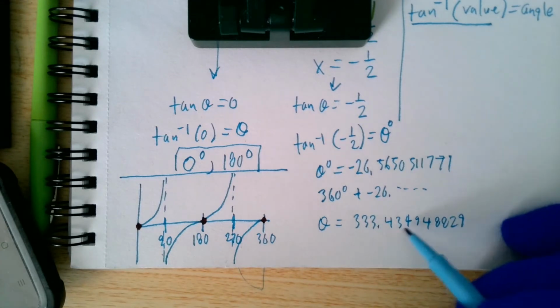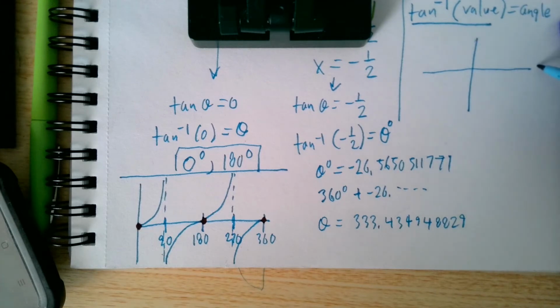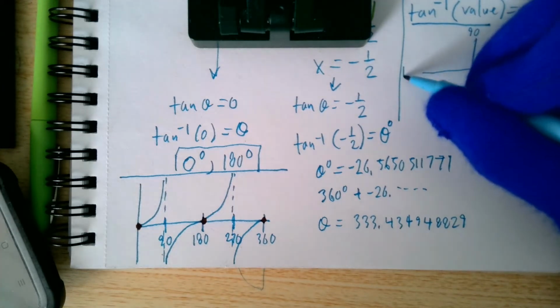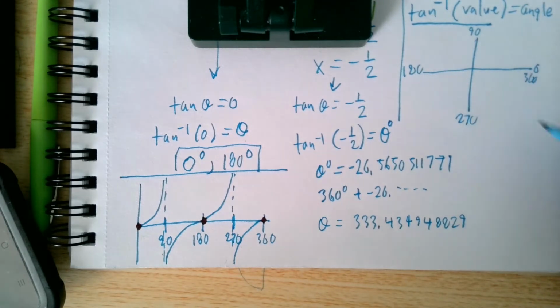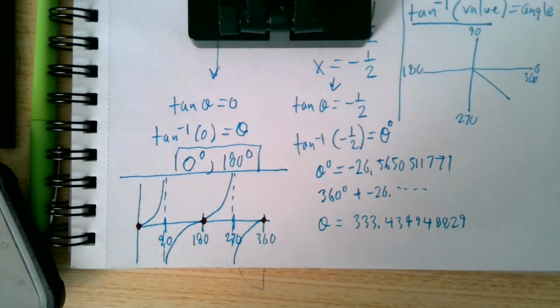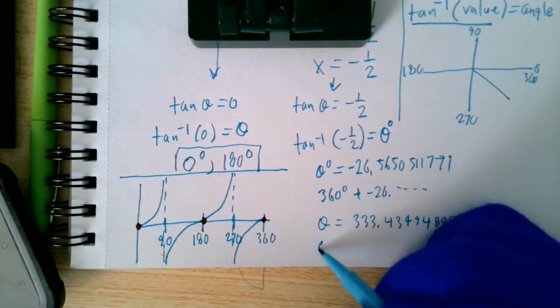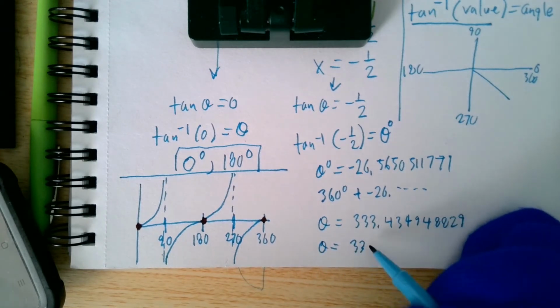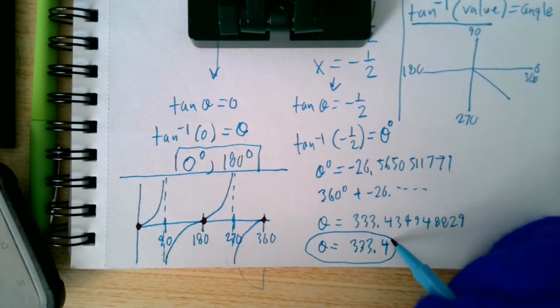Cool. So from here, I know I have an angle which is somewhere in my fourth quadrant because we go 0, 90, 180, 270, and right back to 360. So I got an angle that's in the fourth quadrant, somewhere right here. Does that make sense so far? Cool. So now that we know we have an angle in the fourth quadrant, that's going to be one of my first answers. So theta is going to be equal to 333, round to the nearest tenth, .4. I'm going to go ahead and circle that.